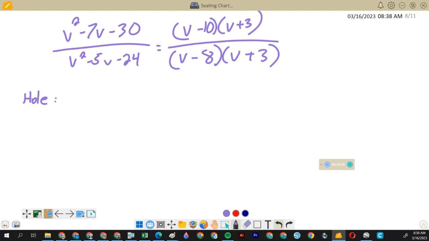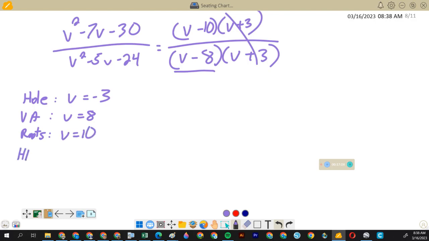Does this have any holes? X equals -3. Does this have any VAs? So that is the hole. This is the VA. Does it have any roots? X equals 10. What about HA? Well, the bottom and the top are the same strength. So we divide those, and I get 1. So y equals 1 is the HA.